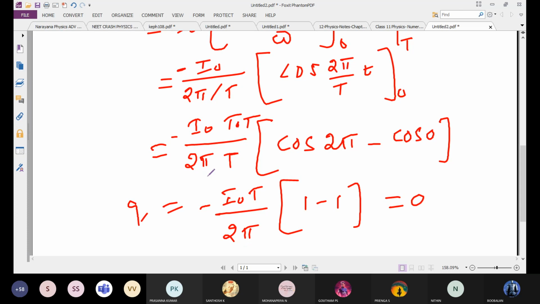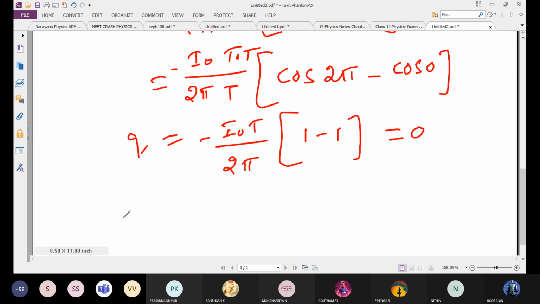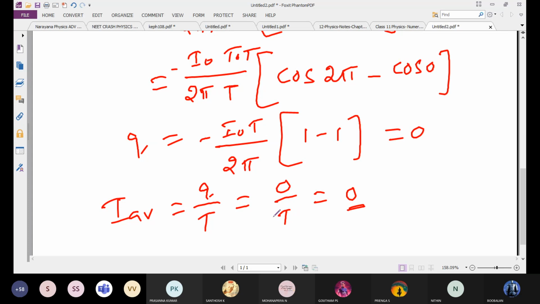Then average current I equals Q by T. The value of charge is 0, so 0 divided by T, then you will get 0. So the average current over one complete cycle, the value is 0. Average value of AC over one complete cycle is 0.